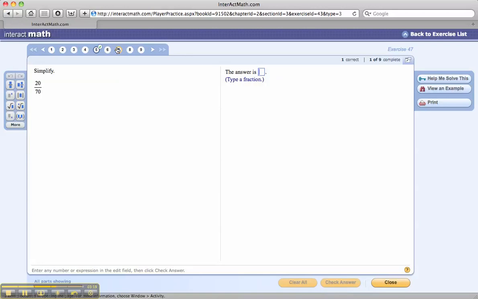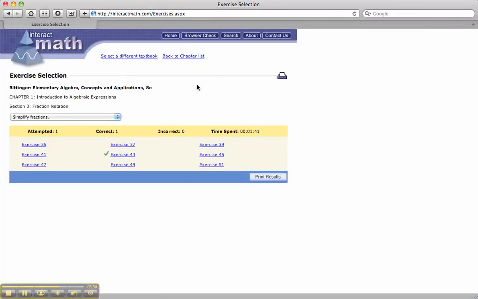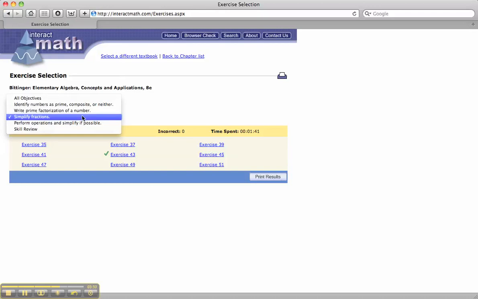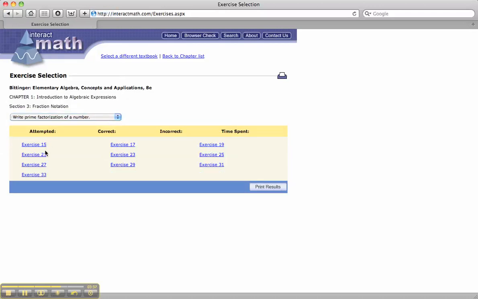Now what I can do is I can look at a similar exercise, or I could pick a different exercise. Let's pick number 7. Well, that one's pretty easy. These are all pretty similar. So let's go back to the exercise list, which is over here. And then maybe what I'll do is I'll go to a different section. I'll go to write the prime factorization of a number. Maybe I'll pick exercise number 21.